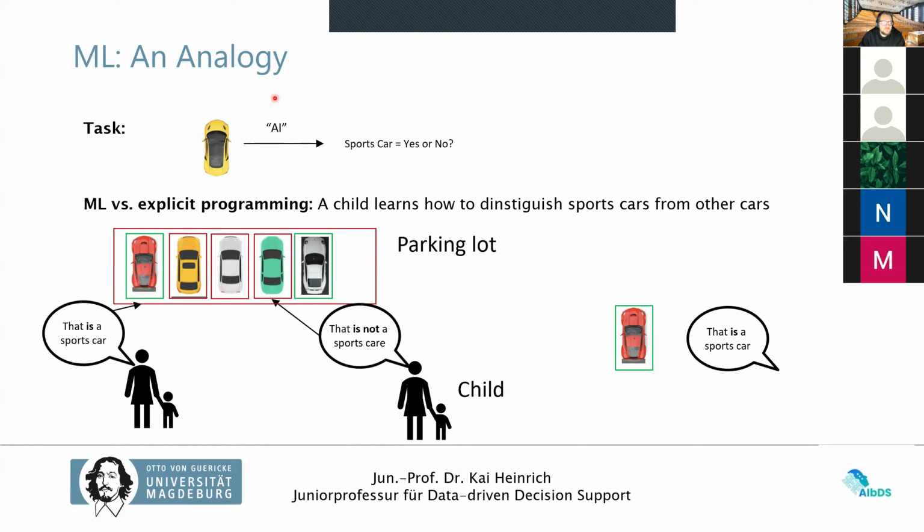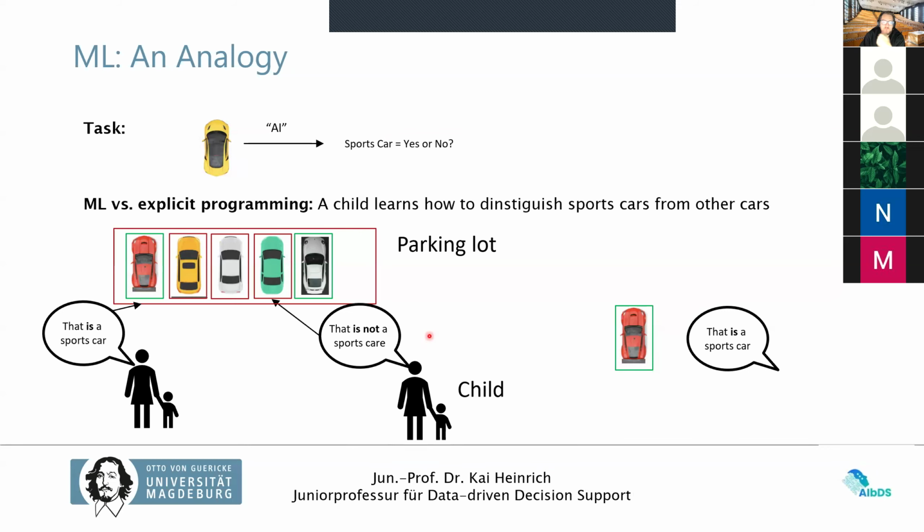But in this case, the child sees a car. This is the input. The child looks at the parking lot and says, okay, this is a car, this is a car, this is a car. And then the task is to say sports car, yes or no. So the question is now, how can we enable the child to do that? This is our end goal, this is the task. Now there are exactly two ways we can do this.